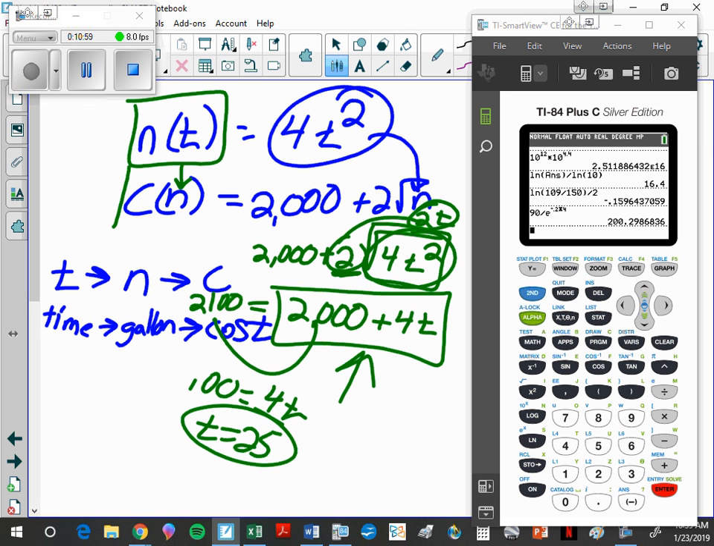Got it? So when is the cost equal to $2,100? So I just plug that in for C. 2,100 is equal to 2,000 plus 4t. Subtract 2,000 and divide by 4.